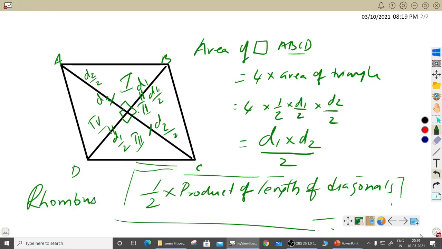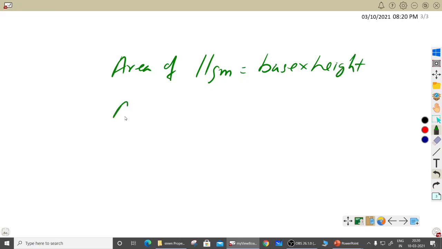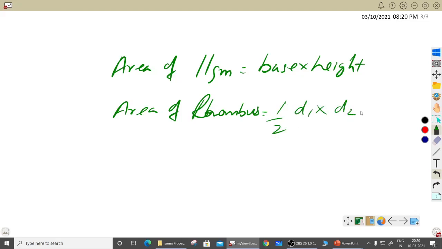So what you studied in this video is two things. One thing is that the area of a parallelogram is calculated by base into height, and the other thing, the area of a rhombus is calculated by the formula half into D1 into D2, where D1 and D2 are diagonals.